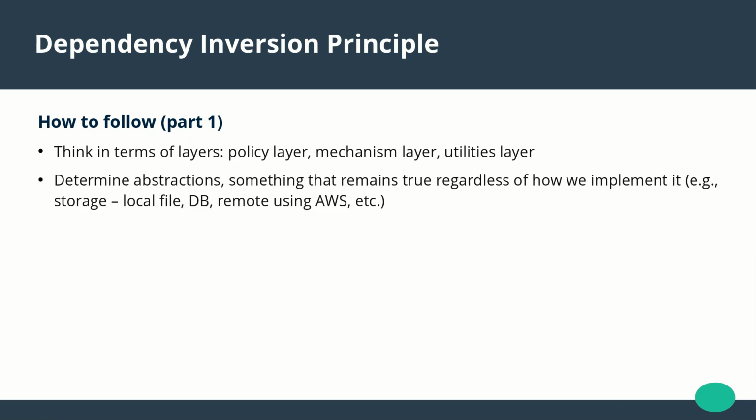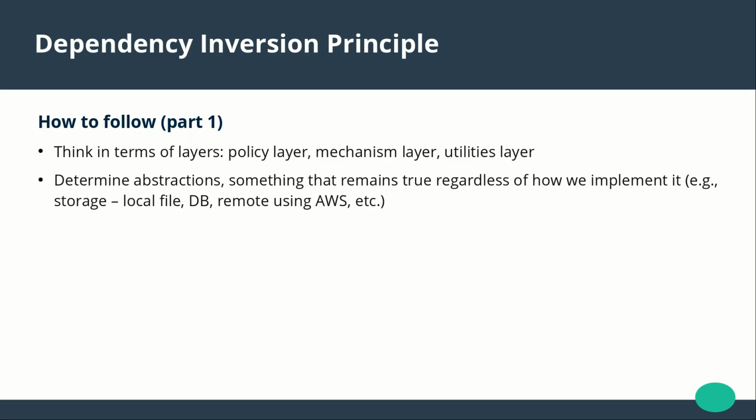Then, determine abstractions. Find good abstractions in your application. An abstraction is something that remains true regardless of how you implement it. For example, if you had some class that needs to store some data, you would need some kind of storage. So storage would be your abstraction. You'd have some kind of storage interface, and there would be many different ways to implement it.